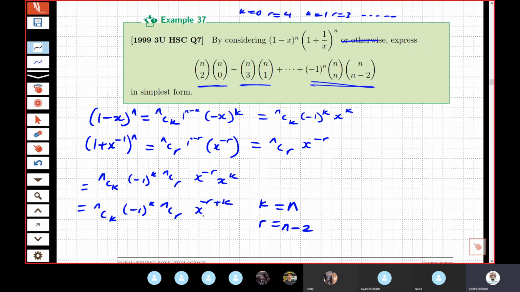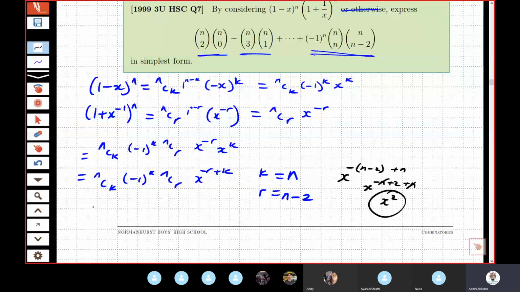So now you're about to find the coefficient of what? x to the power of negative n plus 2. Maybe you guys don't get where I got that from. That's r plus k, and that becomes negative n plus 2 plus n. So what are you actually equating? You just didn't realize that at the beginning. So now you've got to equate coefficients of x squared. If I equate the coefficient of x squared, what must k be?